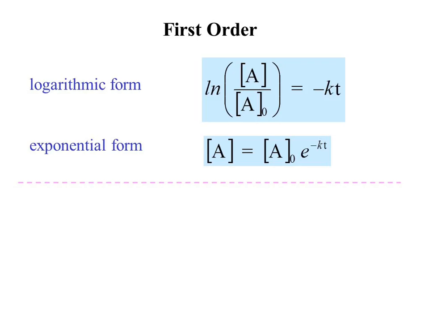Multiplying both sides by A0, we get the molar concentration of A at any time T is equal to the initial concentration times E raised to the negative KT power. Again, that's first order. And everybody's calculator should have that E raised to the x, and that's what you would use here. All right, so that's first order.